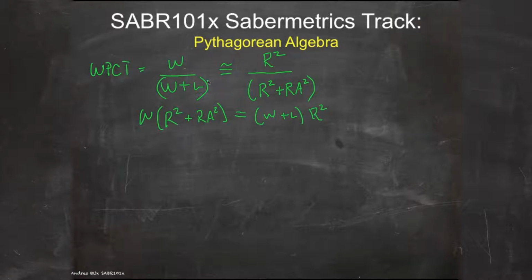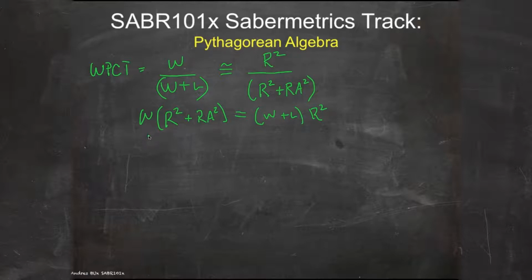All I did was multiply both sides by runs squared plus runs allowed squared. That canceled this term and it stays on this side. I also multiplied both sides by the term wins plus losses, canceled on this side of the equation, and it shows up over here. Let's expand this out.